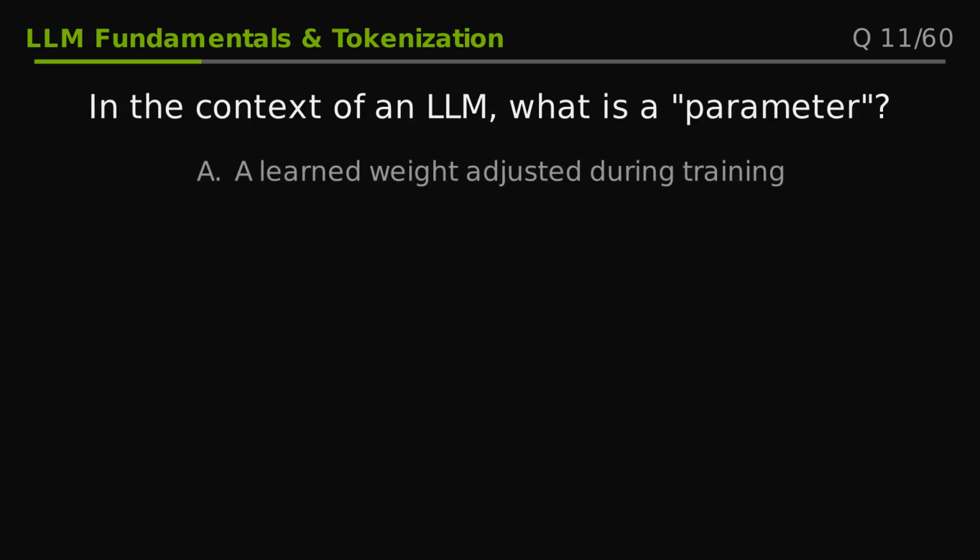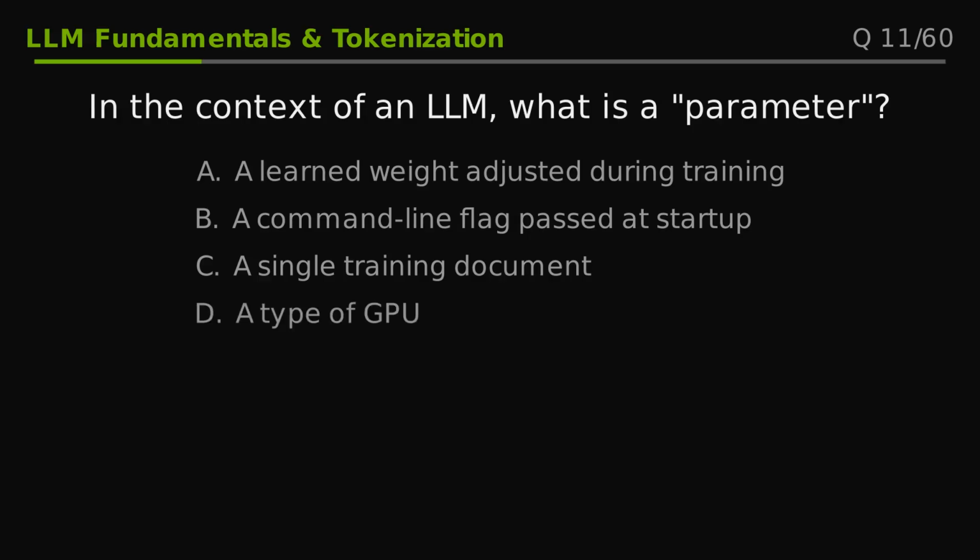Option A. A learned weight adjusted during training. Option B. A command line flag passed at startup. Option C. A single training document. Option D. A type of tokenizer.